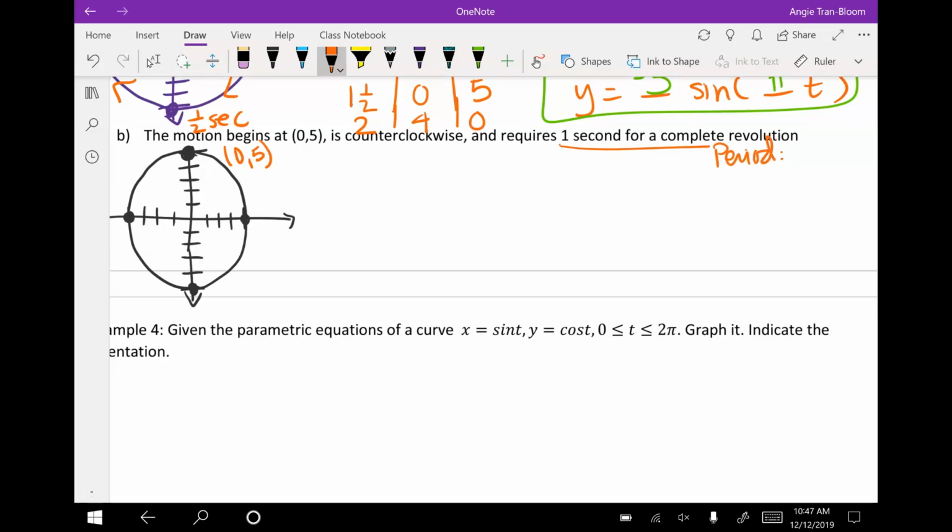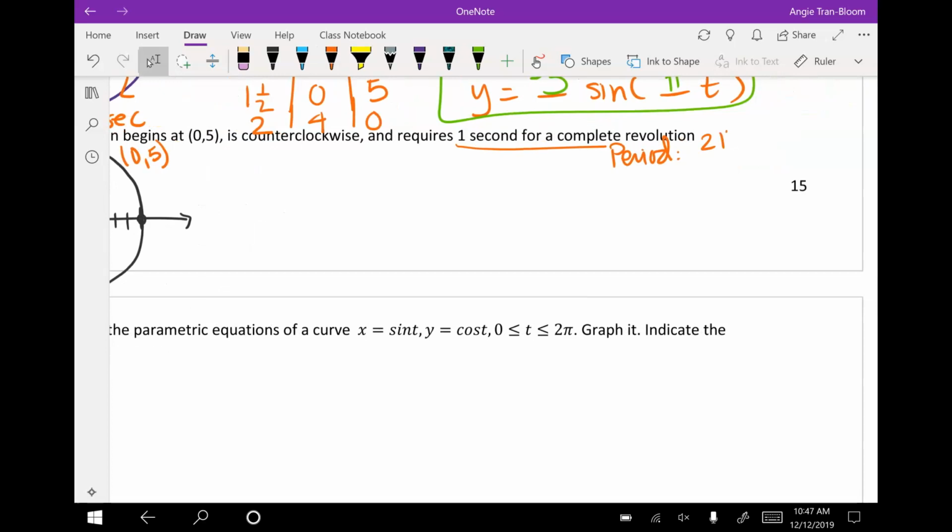A revolution is also called period. What is the formula for a period? 2 pi divided by b. This today equals 1 second. Would you guys agree? That means b would be 2 pi. Nice and easy. We find b right away. Now we just have to find a and decide x is cosine or sine.